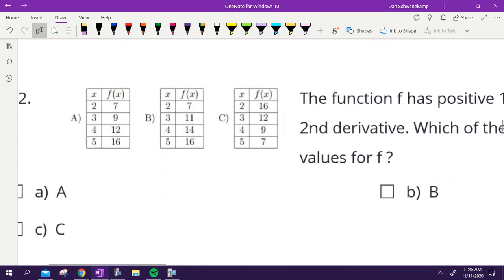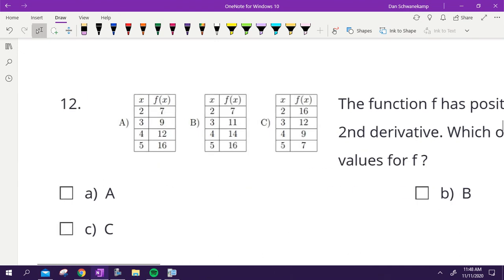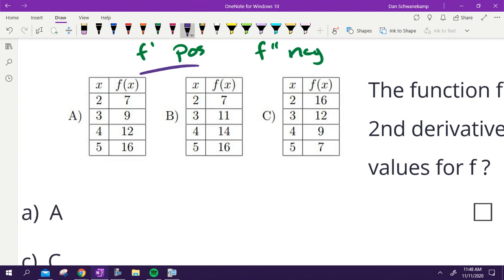Number 12, they're giving you a couple tables of numbers, and they're asking when is the first derivative positive and the second derivative negative. So based off of this, f prime needs to be positive, and f double prime needs to be negative. What is true if f prime is positive? These are f tables, so what has to be true about f? Slope is positive, or in other words, f is increasing. f is increasing, f is increasing, f is decreasing because it's going from 16 to 12 to 9 to 7. It's not that one. Okay, so we've done that. It's either A or B.